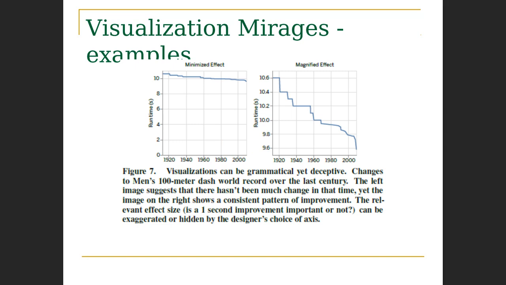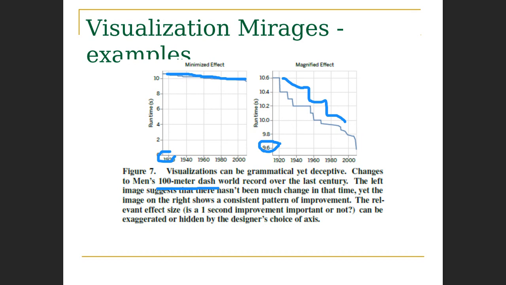Another one here. This has to deal with scale. So this is the 100-meter dash world record over the years. And you can see that people are getting faster. But here they're exaggerating. They start at 9.6 seconds rather than at 0. So if you start at 9.6, it looks like it's a big improvement. But it's only about 1 second improvement, from 10.6 to 9.6.